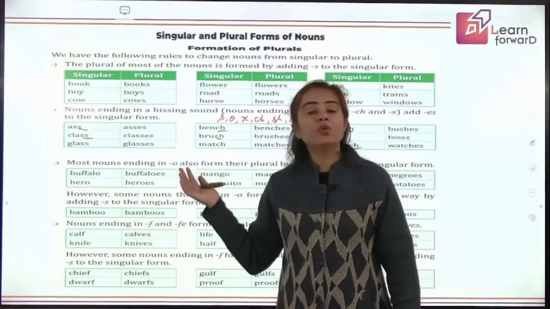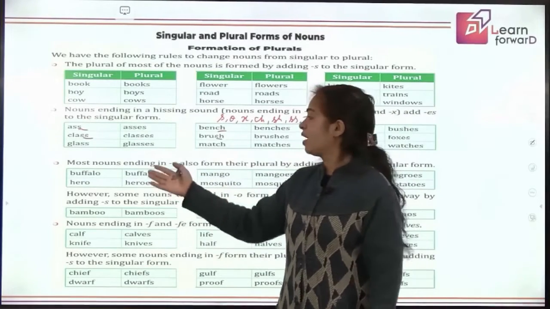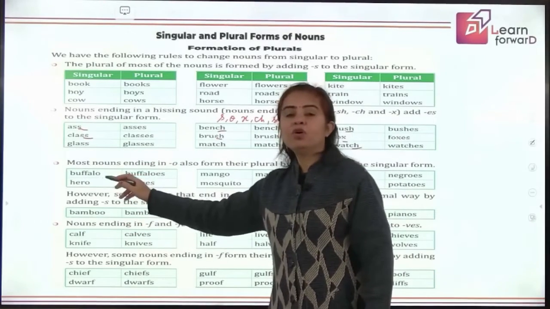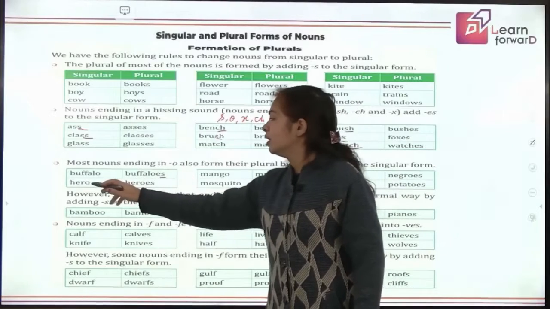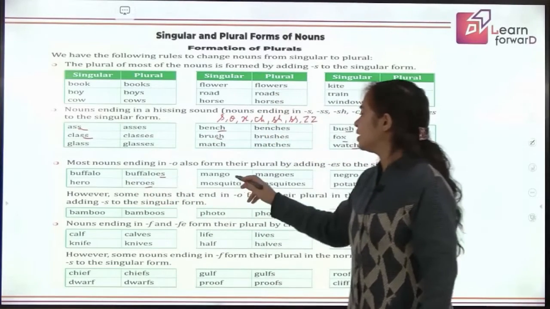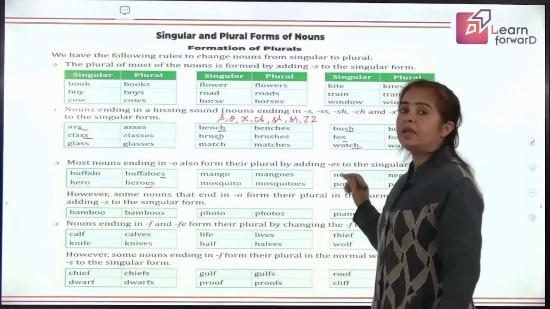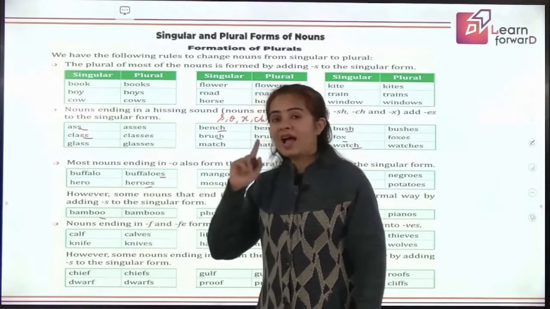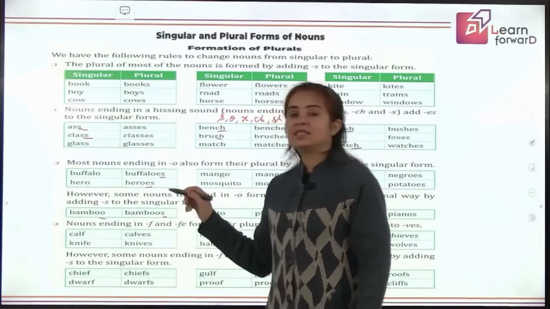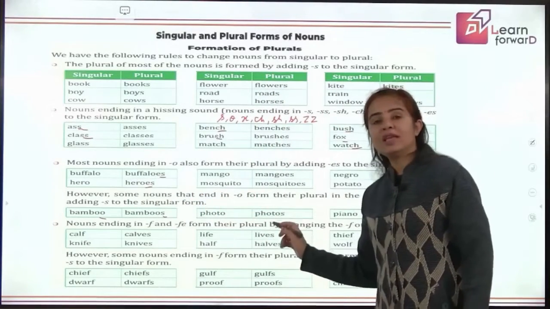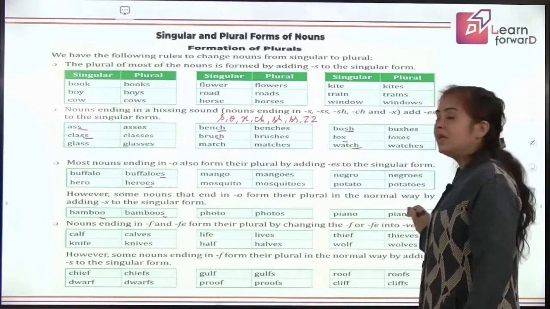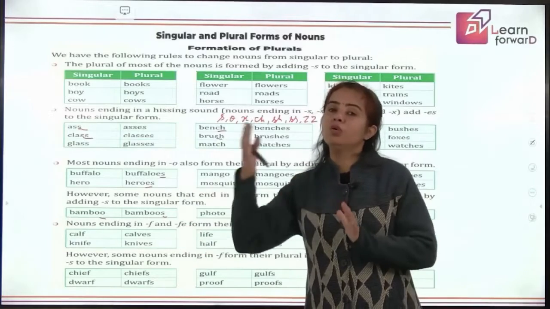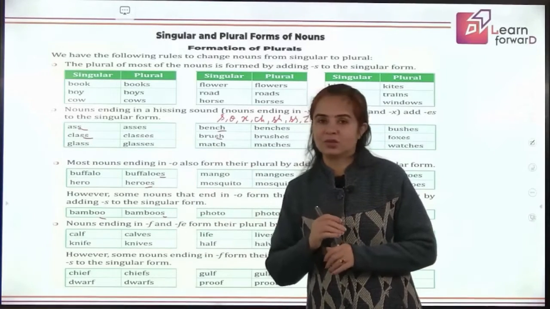Then there are few exceptions also where you have these ending sounds but still you add only s. Like in buffalo you add es, but hero also you add es. With these o ending words you always add es, but the exception is bamboo. It has o but only s is added. Similarly, photo, only s is added. Piano, only s is added. So there are few exceptions that you must learn. They are out of your rule. We will not add es to them.